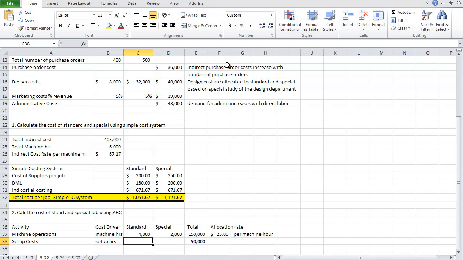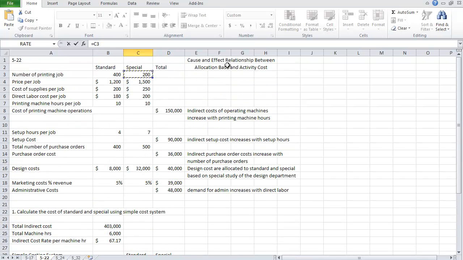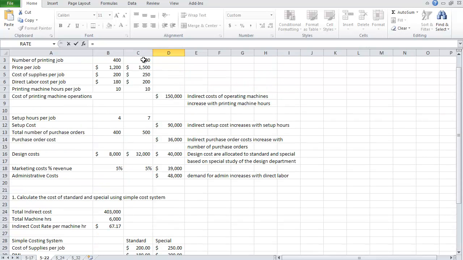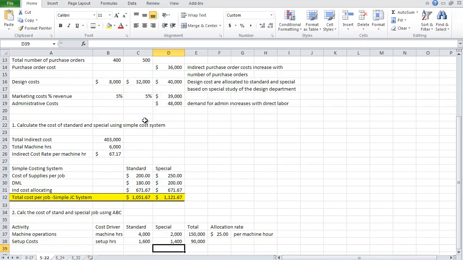So to calculate that, we have 400 standard print jobs, and we multiply that by the setup per hour to get 1,600 hours. We'll do the same thing for special. We know we have 200 special jobs, and we multiply that by, again, setup hours per job, so we need 7 for each of those, and that'll give us 1,400 hours.